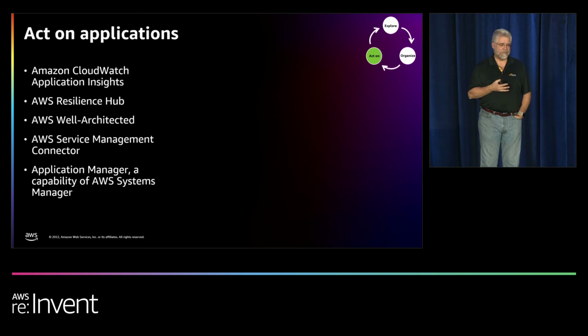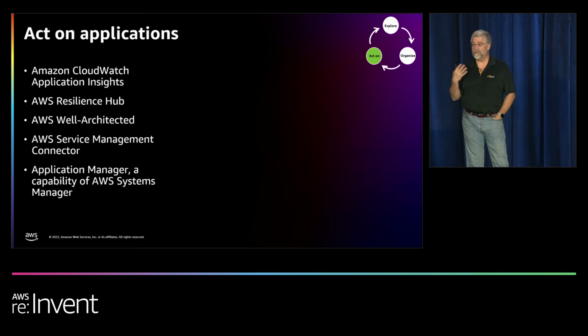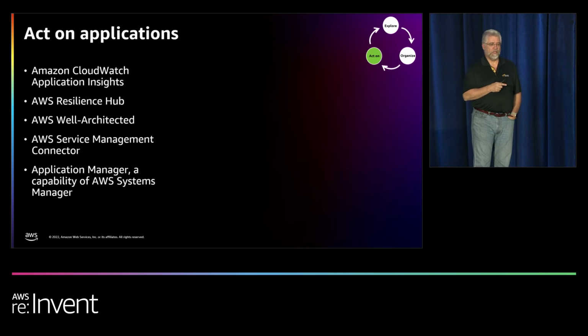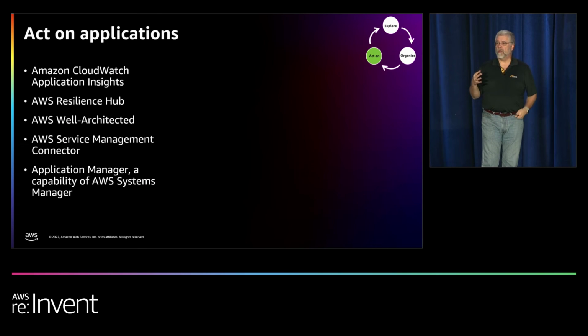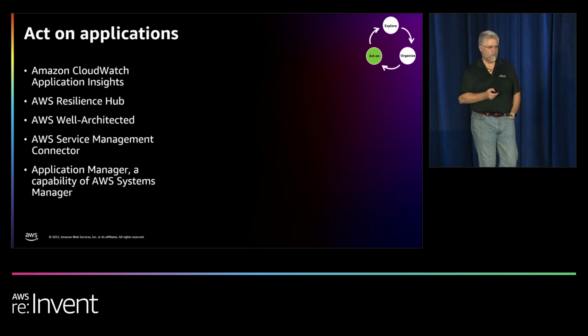So CloudWatch Application Insights, Resilience Hub, Well-Architected, Service Management Connector. This is to connect into ServiceNow, the application that you defined, and Application Manager. All are services where they will list the applications that you have created in AppRegistry, so you can select from there, right? And this, once again, gets back to how do you make it simpler so I only have to define something once, and I can reuse it depending on what my job is? Well, this is where you take advantage of making life easier for your teams.